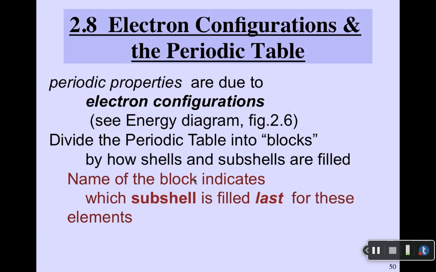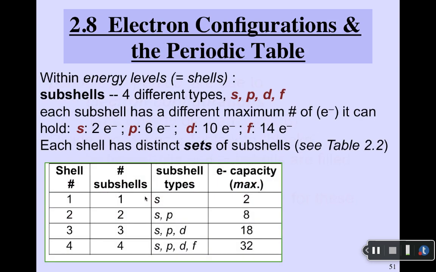So, thinking about this and going on to how they correspond to the periodic table, the periodic table has periodic properties that have everything to do with electron configurations. The energy diagram in figure 2.6 refers to that. If you recall and think about dividing the periodic table into blocks, it tells you how the shells and subshells are filled. The name of the block indicates which subshell is filled last for these elements. Please do your best to learn this because it will make understanding electron configurations much simpler.